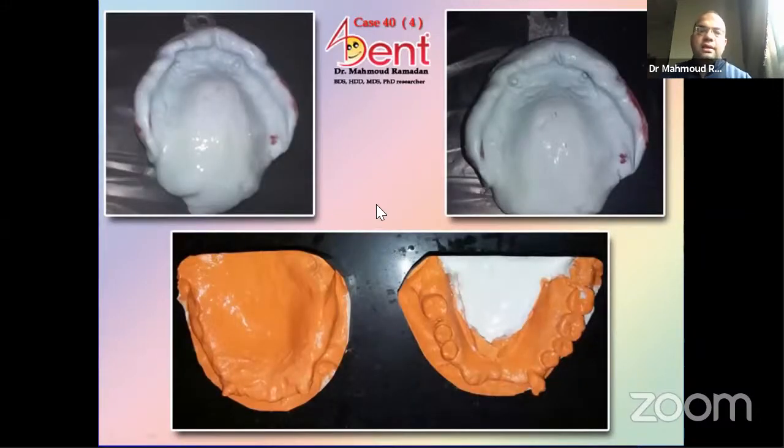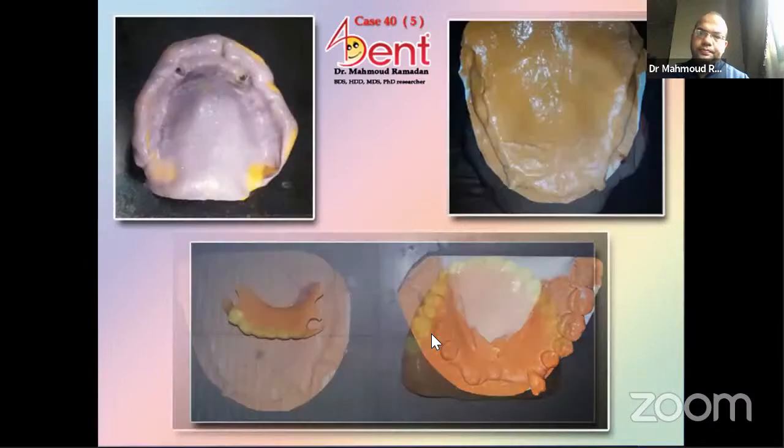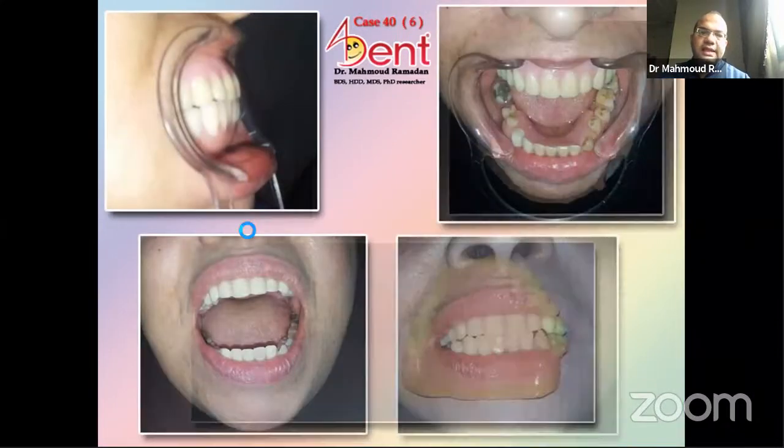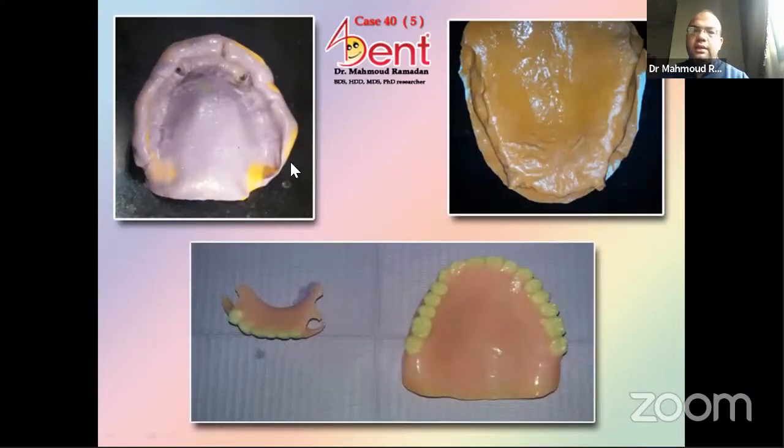Then we make our primary impression. This is the secondary impression in condensation silicone. And here we make the final denture, upper complete overdenture and lower partial overdenture.